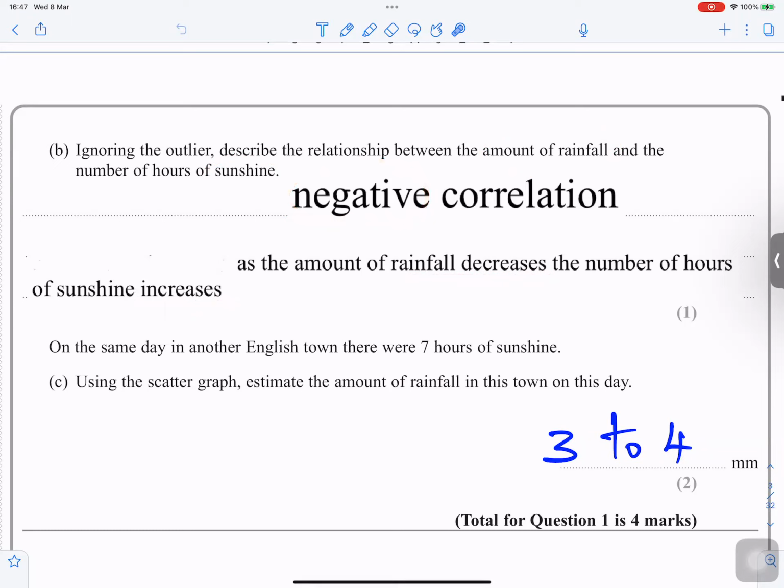On the same day in another English town, there were 7 hours of sunshine. Using the scatter graph, estimate the amount of rainfall in this town on this day. I'm going to show you how to do that on the scatter graph. And your answer should be between 3 to 4 millimeters.